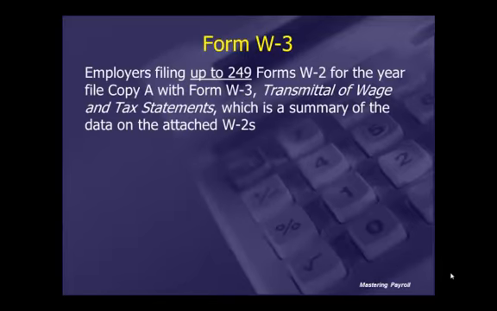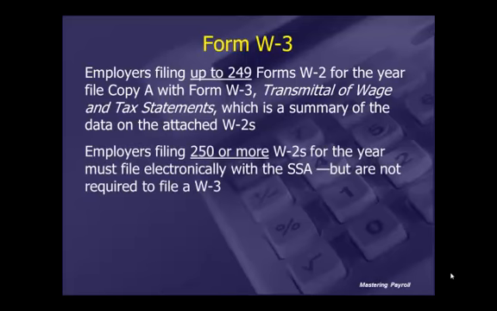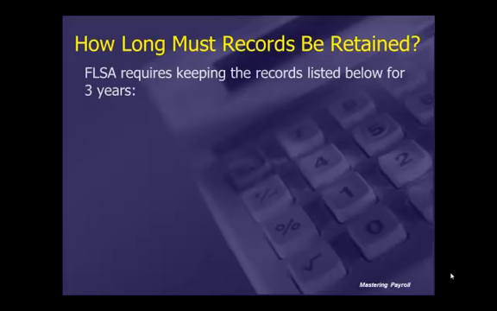Employers filing up to 249 W-2 forms for the year file copy A with Form W-3. Form W-3 is a transmittal or cover of all the W-2s, so it's a summary of all the data on the attached W-2s. Employers filing 250 or more W-2s for the year must file electronically with the Social Security Administration. However, they're not required to file that Form W-3 transmittal.